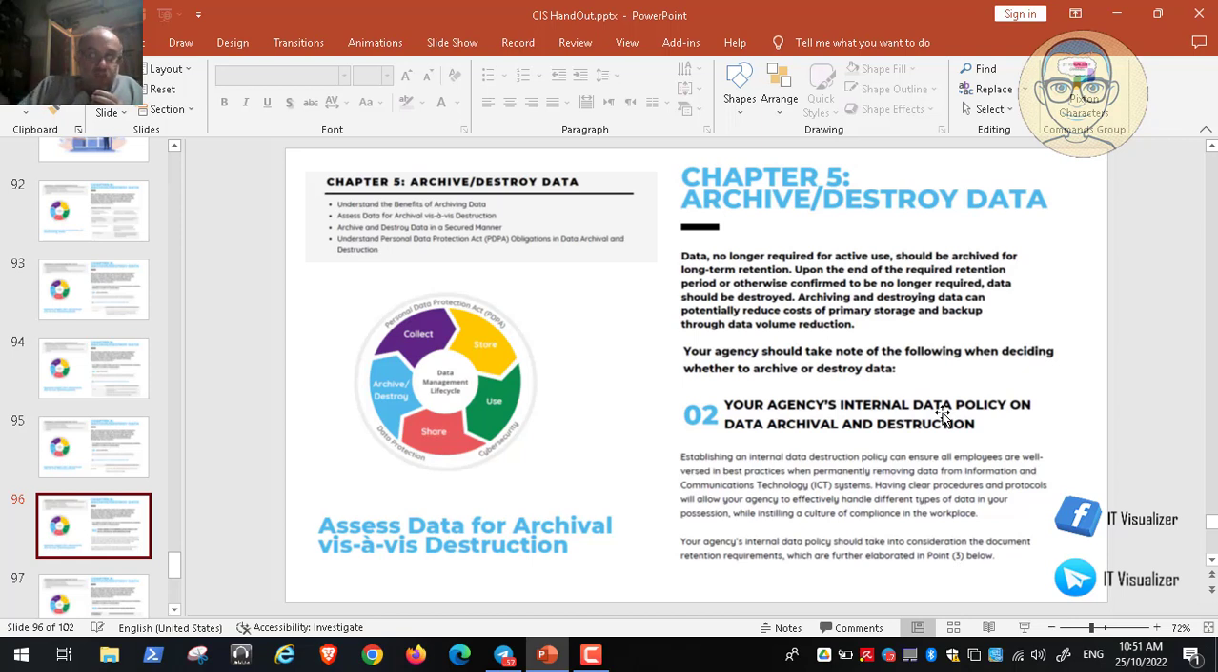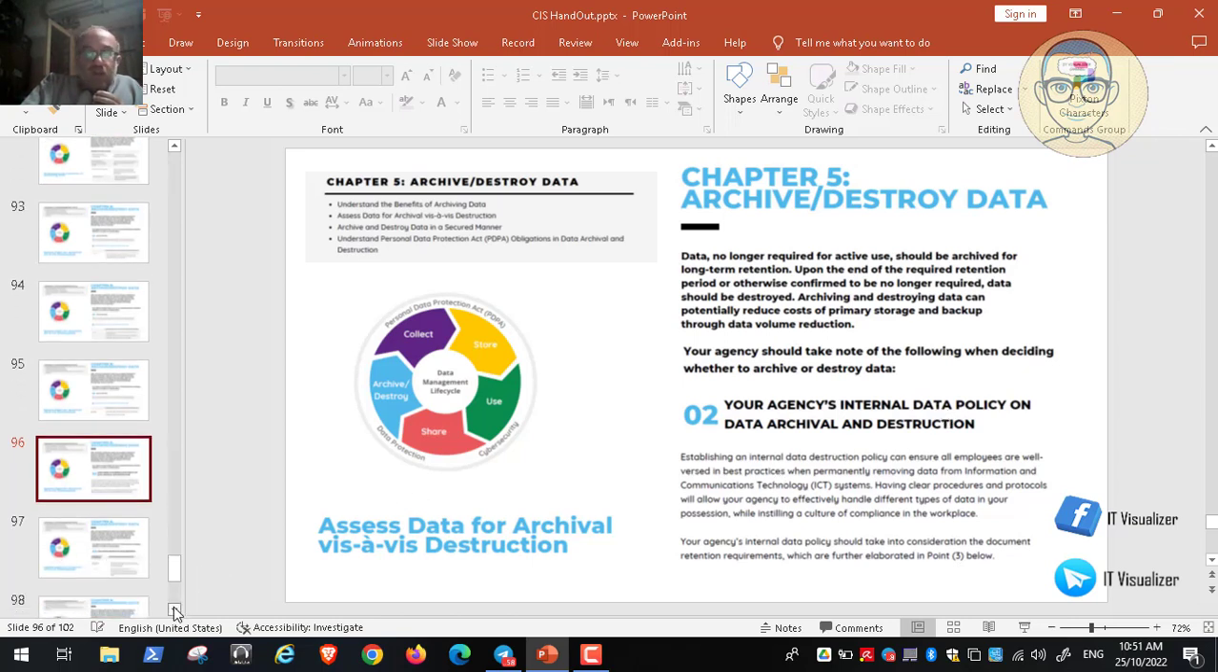If you have a policy, you should evaluate it, or make a policy. For example, your company owner wants the data for a certain amount of time. The government needs the data to be archived for a certain amount of time. Your owner, for example, asks to archive the data for a certain amount of time. This should be written in an internal data policy. Okay, so this is something you should take into consideration.